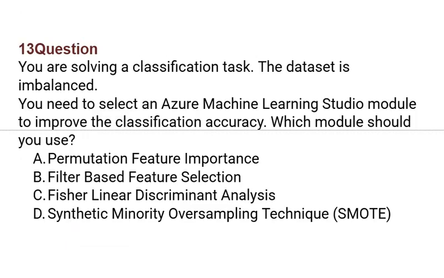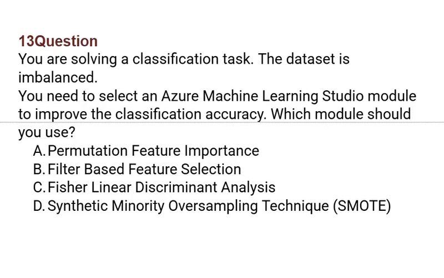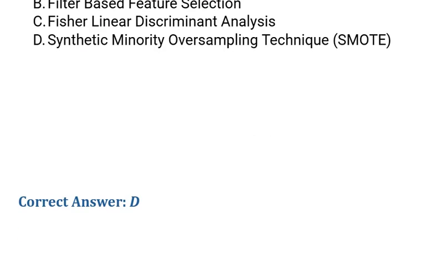Question is, you are solving a classification task. The dataset is imbalanced. You need to select an Azure Machine Learning Studio module to improve the classification accuracy. Which module should you use? Option A, Permutation Feature Importance. Option B, Filter-Based Feature Selection. Option C, Fisher Linear Discriminant Analysis. Option D, Synthetic Minority Oversampling Technique SMOTE. Correct answer is option D.